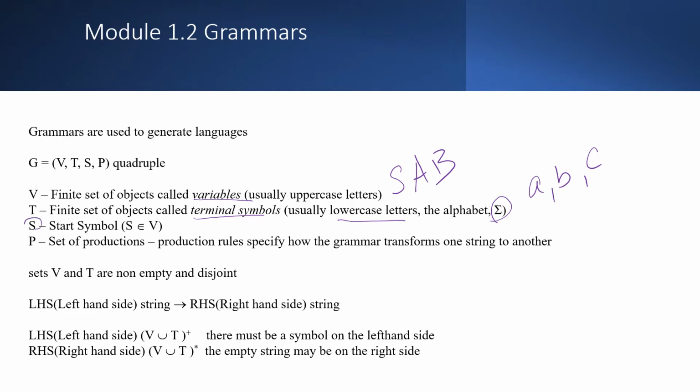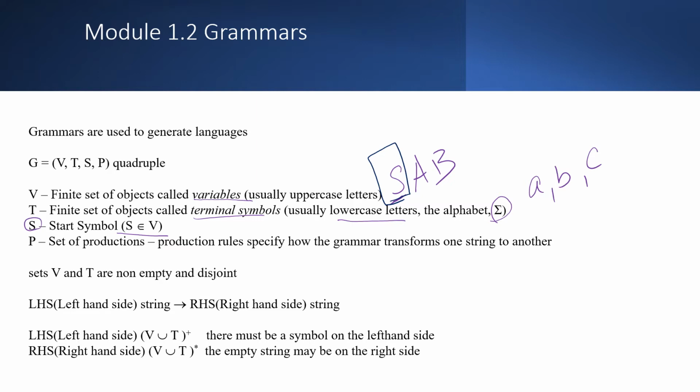The S is the start symbol. Many times we will use S to stand for the start symbol. And just take note here that the start symbol is one of the variables. So most likely we will use S for the start symbol for most examples, and S is one of the variables. And then there is a set of productions.